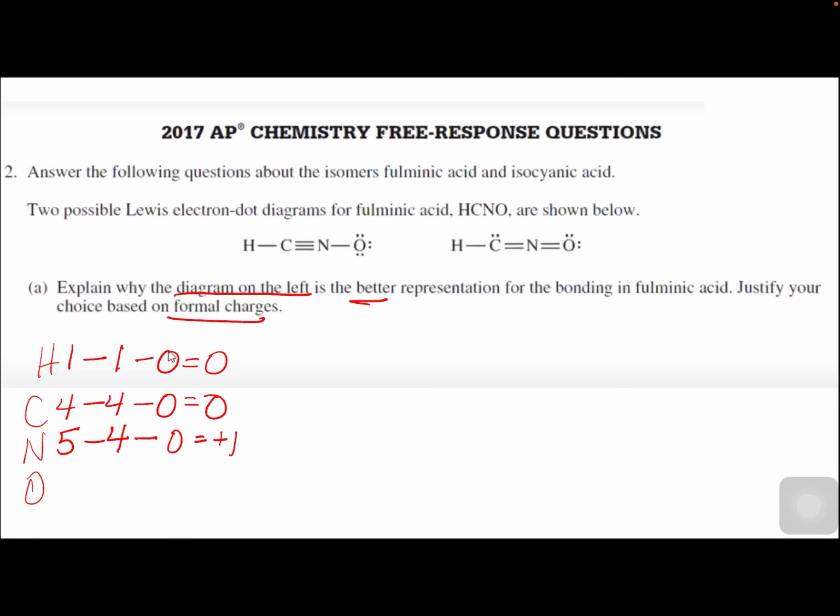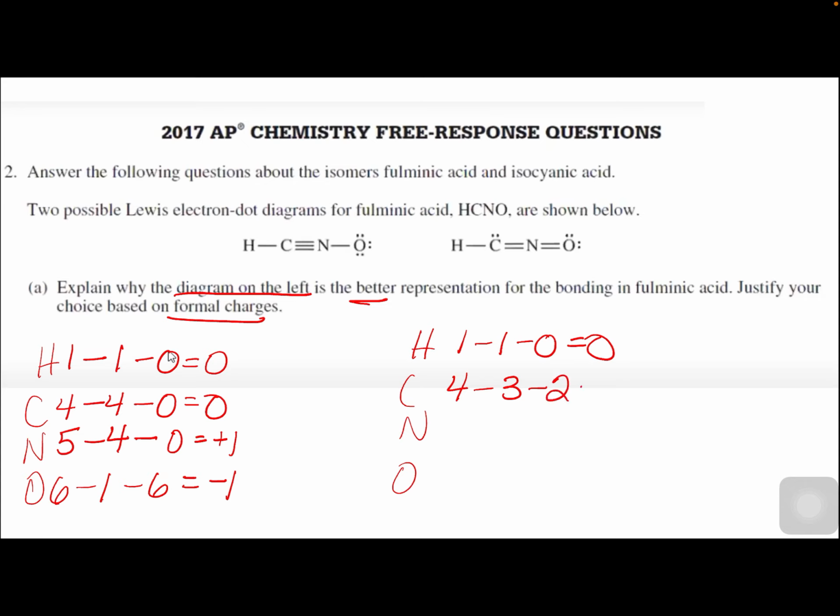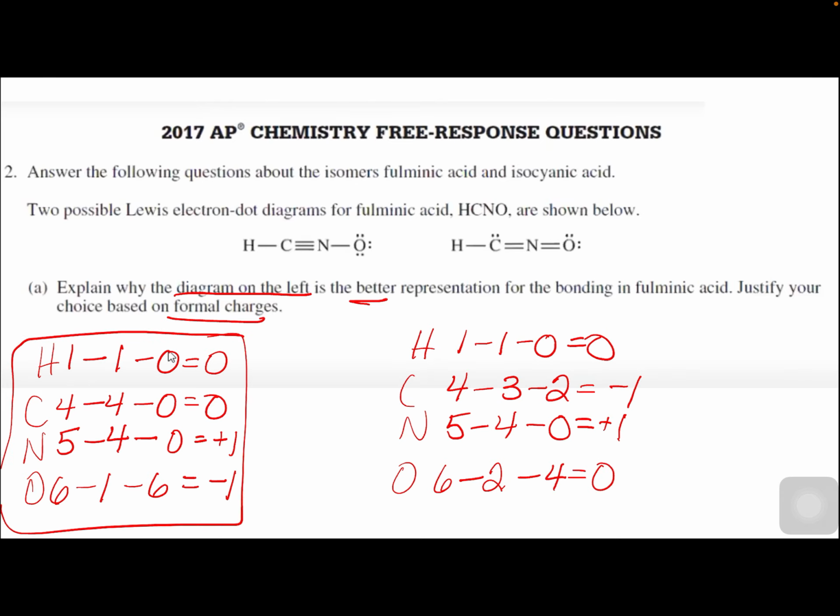Oxygen, valence, 6 minus bonds minus dots. Okay, on the right-hand side, valence minus bonds minus dots, valence minus bonds minus dots, valence minus bonds minus dots, valence minus bonds minus dots. Okay, so it's telling you the one on the left is better.